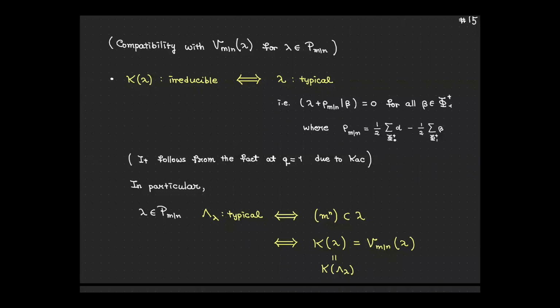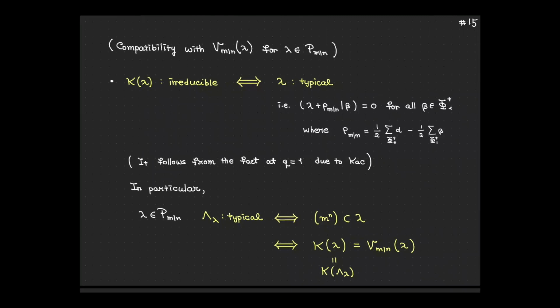But anyway, in our case of polynomial representation, this typicality looks more combinatorial. In case of hook partition, the corresponding highest weight capital Lambda sub lambda is typical if and only if our partition lambda contains this rectangular partition, m to the n, this should be n to the m, sorry.